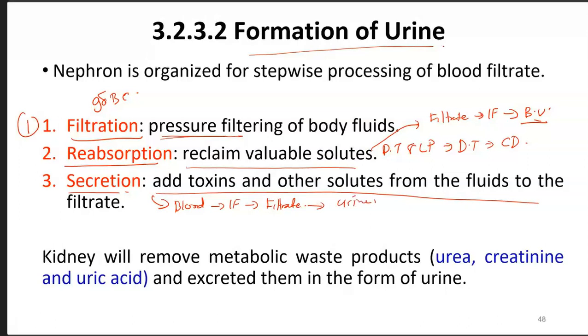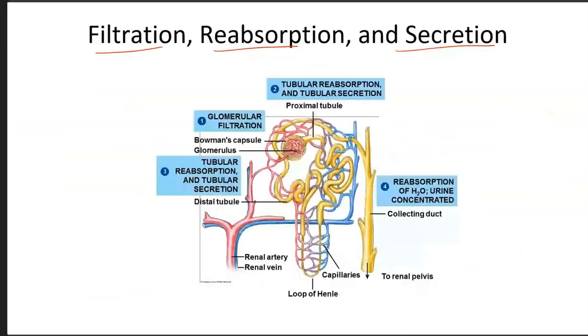So the kidney removes metabolic waste products such as urea, creatinine, and uric acid, and excretes them in the form of urine. The process involves filtration, reabsorption, and secretion. The first is where filtration occurs, which we call glomerular filtration. It involves the Bowman capsule and also the glomerulus.